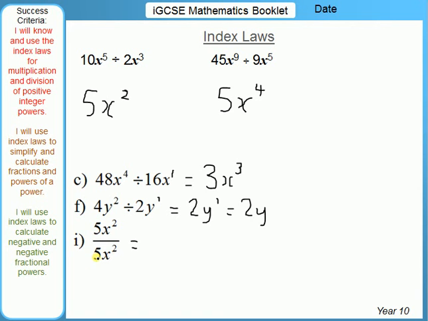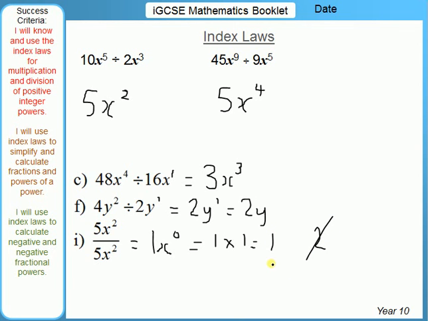5 divided by 5, well, that will be 1. X squared divided by x squared is x to the power of 0. Remember from the previous slide, x to the power of 0 is 1. And my favourite question to all my students, 1 times 1 is definitely 1, not 2.